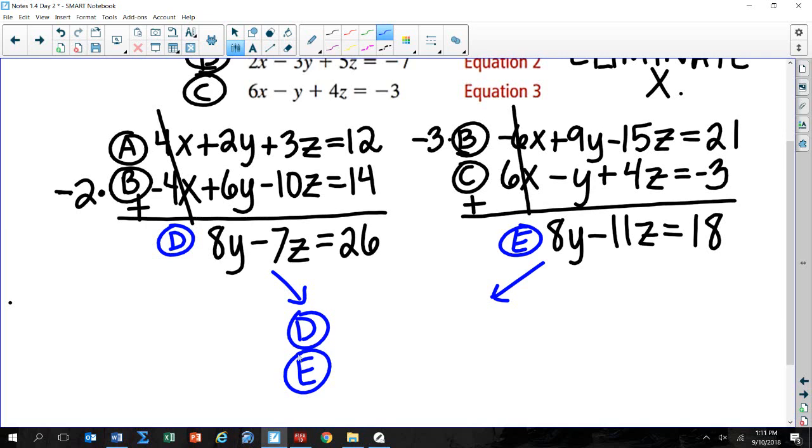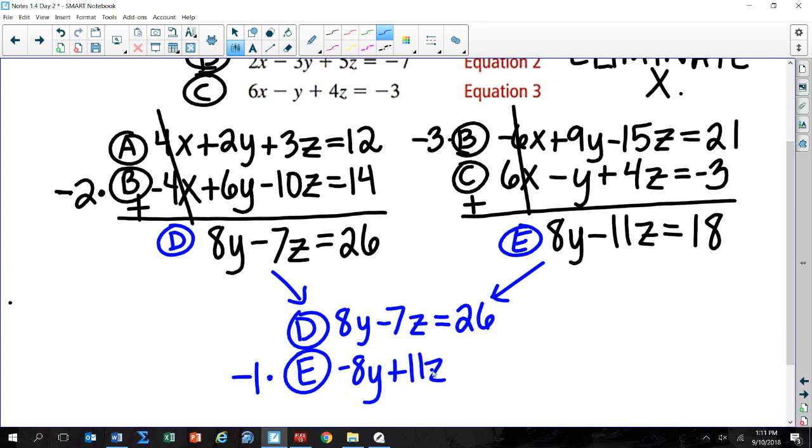Great. Let's keep D the same, and let's go ahead and multiply E by negative 1. Okay? I'm going to copy D, 8y minus 7z equals 26. And for E, we're changing every sign. So we'll have negative 8y plus 11z equals negative 18.